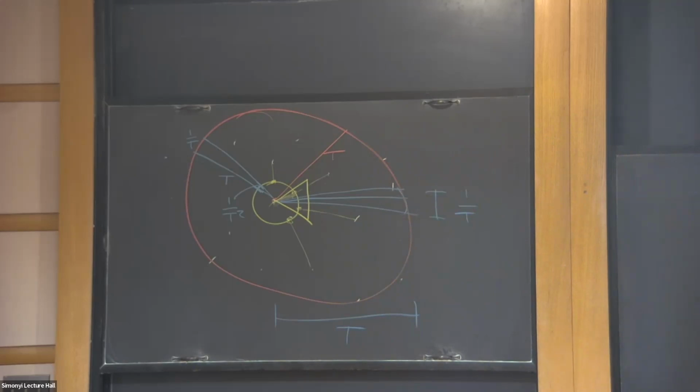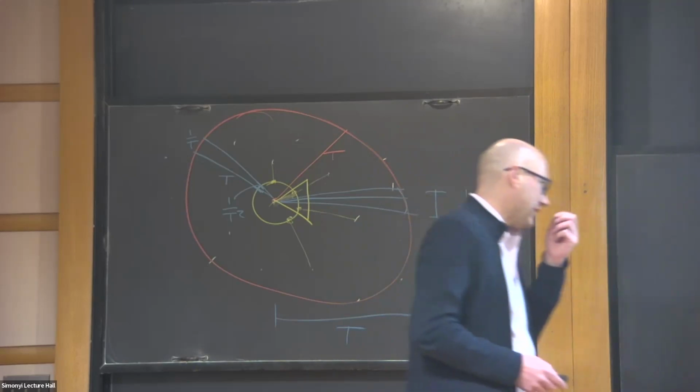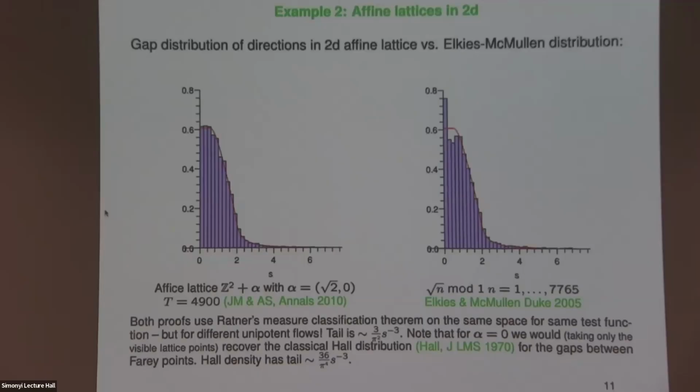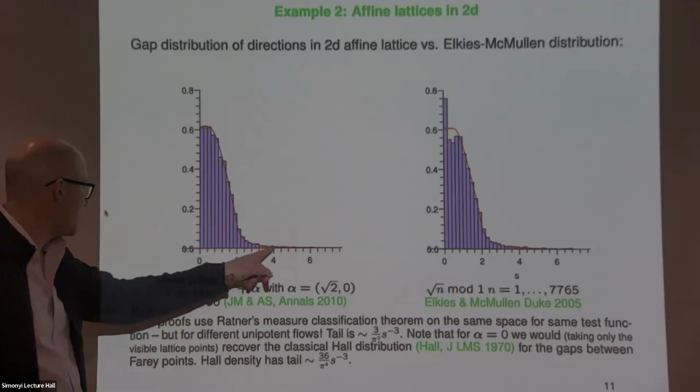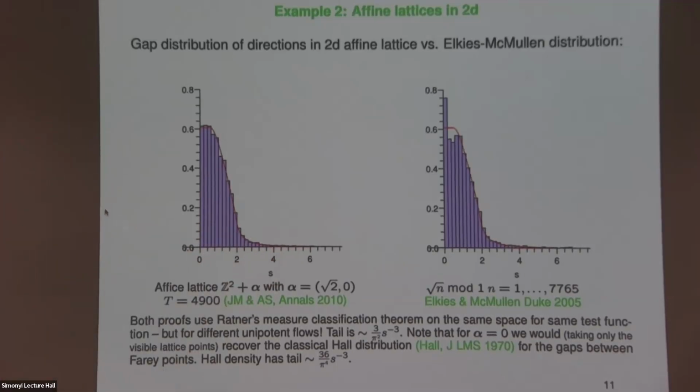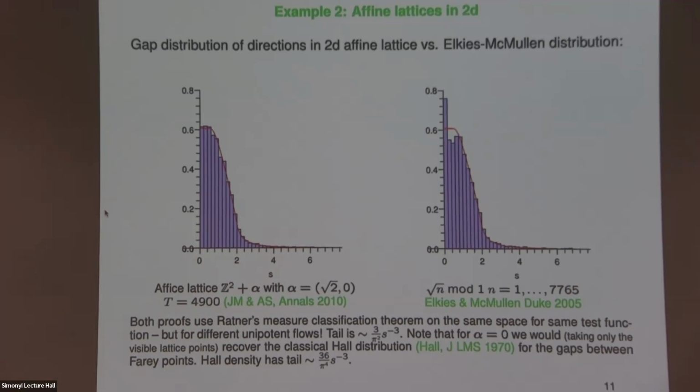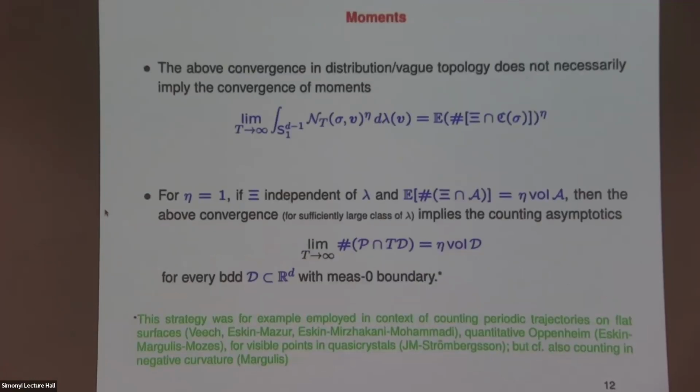Here, you have an algebraic tail in these formulas, which is also very different from the usual exponential tail in random variables. So here the decay of the limiting density is 1 over s to the power 3. Okay, I really want to talk about moments.